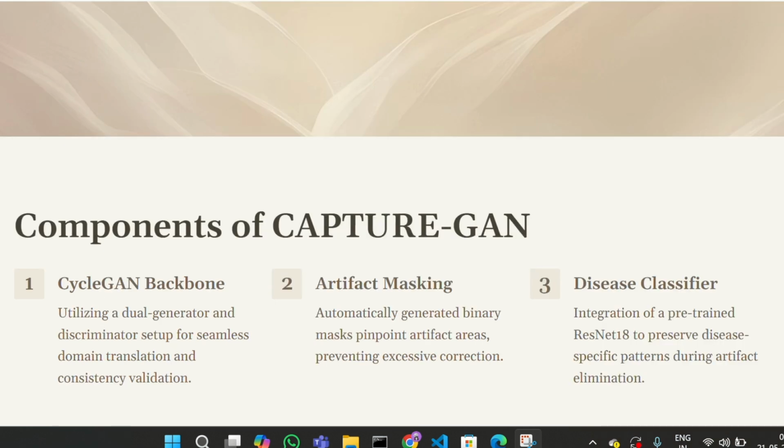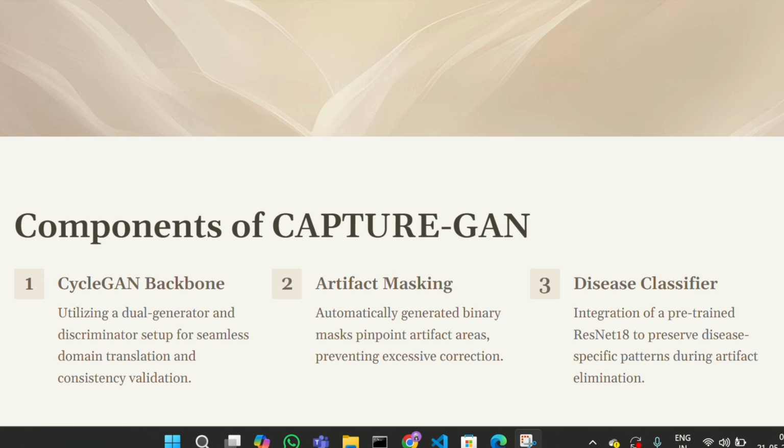Now let us look briefly at the components of CAPTURE-GAN. A detailed architecture will come later in the video. So, first of all, the main backbone is a CycleGAN built on a dual generator and discriminator setup. This involves two generators and two discriminators. One generator learns to remove artifacts from DECT images and the other learns to reintroduce them. This dual process enforces cycle consistency, helping the model learn meaningful transformations between corrupted and clean image domains.